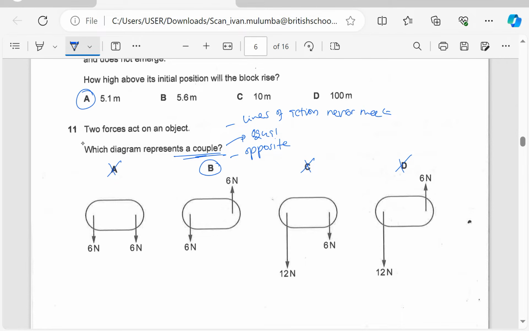So this means the answer is automatically B. That was the easiest question. The lines of action of the forces never meet. They are equal, they are opposite. So A is out because they're in the same direction.